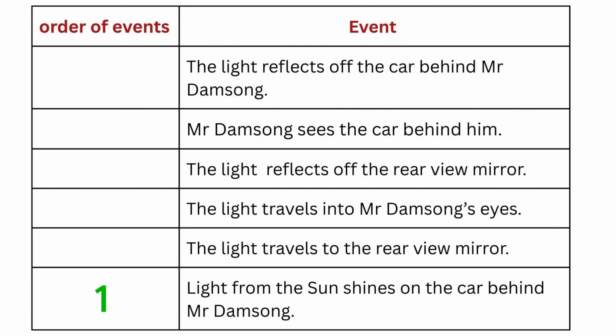Light from the sun shines on the car behind Mr. Damsong. The light reflects off the car behind Mr. Damsong. The light travels to the rearview mirror. The light reflects off the rearview mirror. The light travels into Mr. Damsong's eyes. Mr. Damsong sees the car behind him.